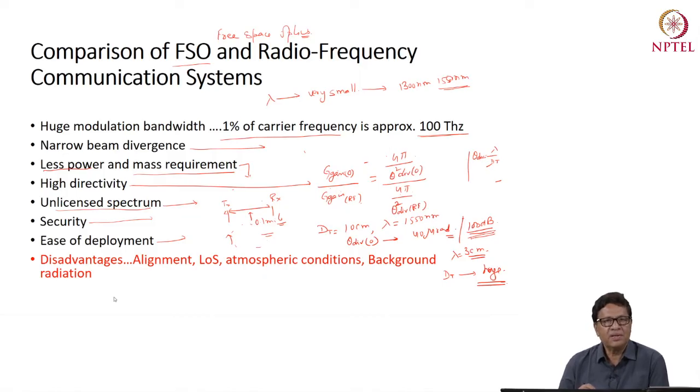And ease of deployment: you don't have to lay fibers, for example, in free space optics. Simply install the transmitter, install the receiver, align them, and you can have the communication. So ease of deployment as compared to RF, where the equipment is bulky and not light.